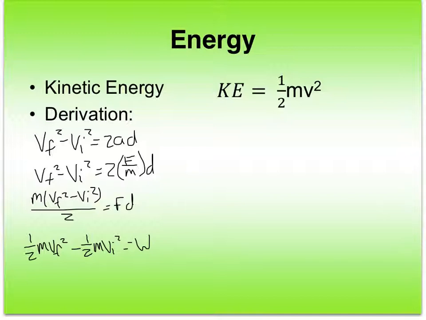Now that I have the left side cleaned up, I have 1/2 m vf squared minus 1/2 m vi squared equals the amount of work that's done. So the amount of work that I did is equal to the difference of these two quantities. Work is a force over a distance, and a force will accelerate you.